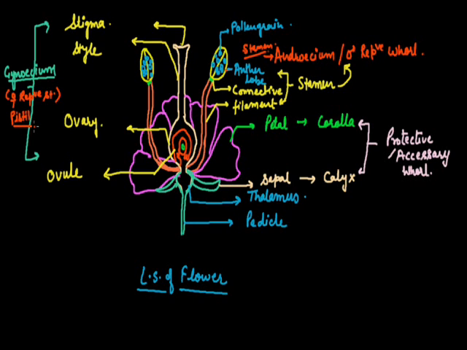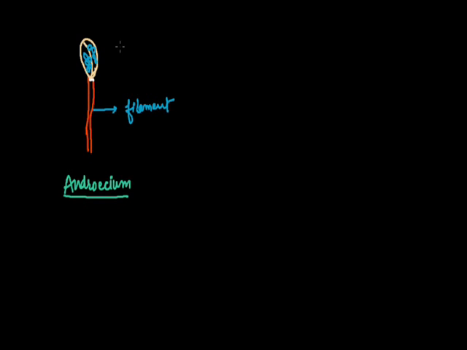This is the LS of a flower. I am going to draw the diagram of androecium and gynoecium individually now, so that you can understand this easily. The first one is of androecium. The filamentous or thread-like structure is known as the filament. The uppermost lobed structure is known as the anther or anther lobe, where pollen grains are formed.